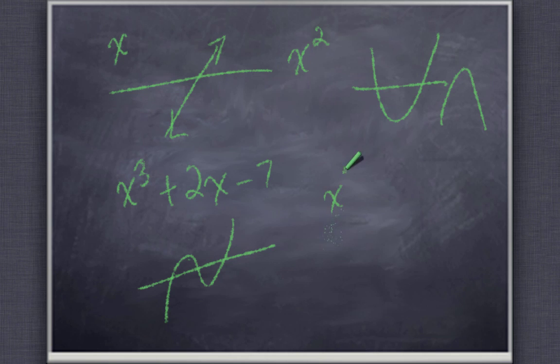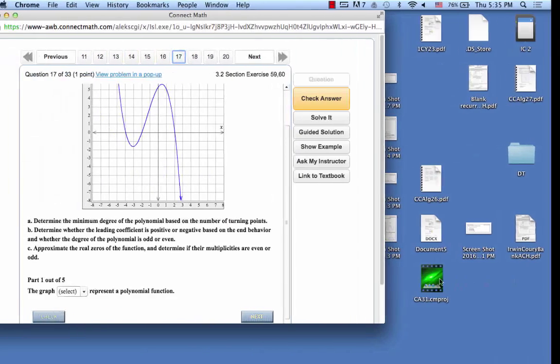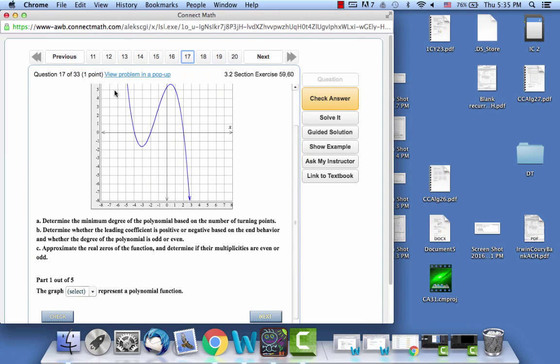So if you had, say, x to the 7th and then blah, blah, blah, it's possible that I could cross once, twice, 3 times, 4 times, 5 times, 6 times, 7 times. So I end up with 1, 2, 3, 4, 5, 6 turnaround points. So if we look at this one, the minimum degree is 3 because it's got 2 turnaround points, so I have to have at least 3.